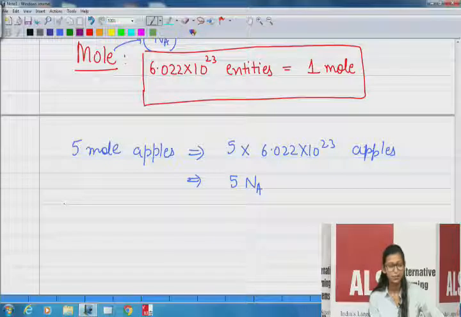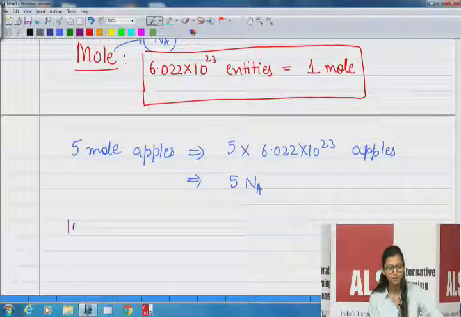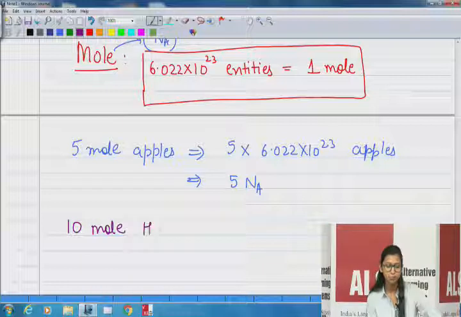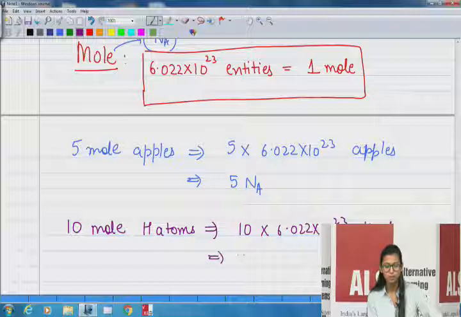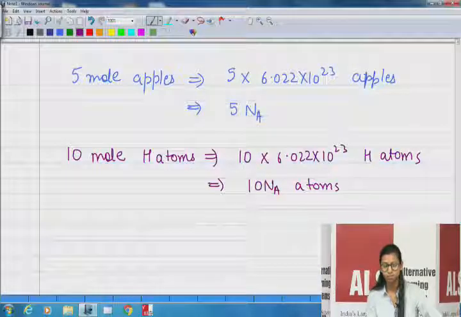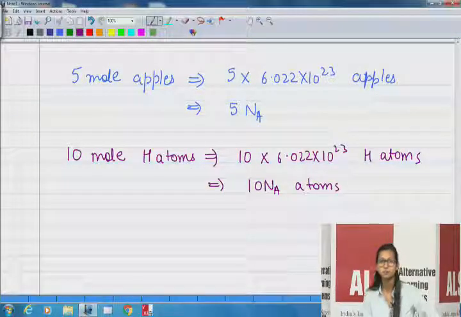Okay, so if I want to write here, let's say I have 10 mole hydrogen atoms. What does that mean? That I have 10 into 6.022 into 10 to the power 23 hydrogen atoms. Are you getting me? Or I can write it as I have 10 Na atoms. Okay? Just write it down.